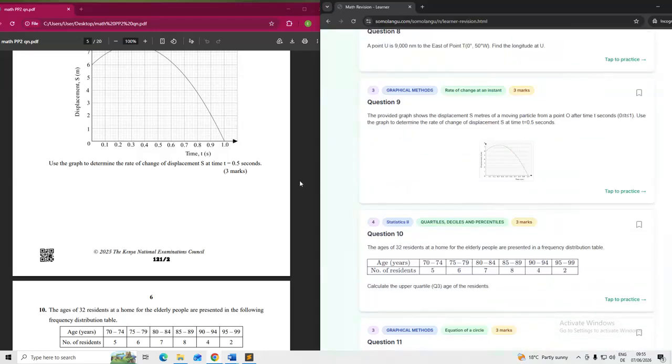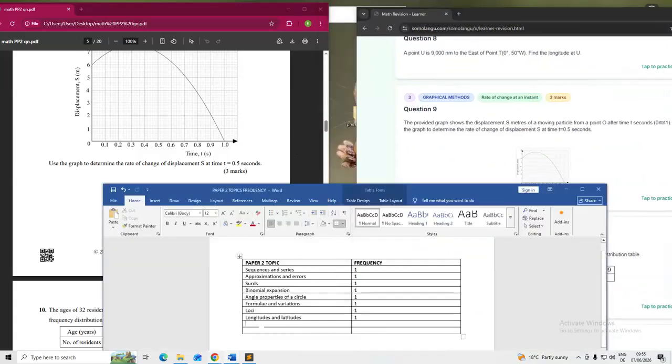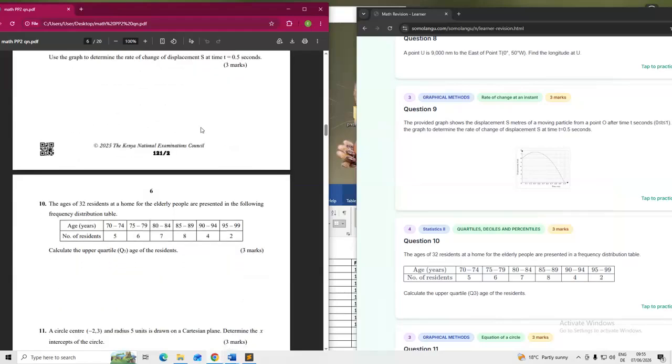Okay, we move on to the next question, but before we do that, we've seen that this is a question on graphical methods in Form 3, rate of change, which involves differentiation. That topic has also been tested once in this paper. Let's move on to question number 10.